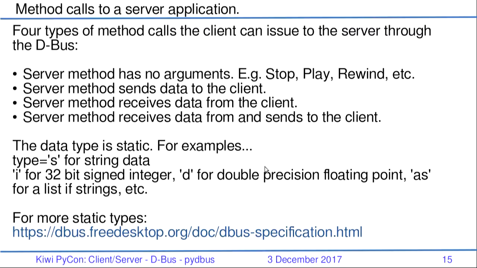The fourth alternative is both sending and receiving data for every method call. Different from Python here, the data type is static, so it must be declared. You have to put in type equals S to indicate it's string data you're passing, I for 32-bit integer, D for double precision, and things like that. That's where I said you'd be back to the specification. There's about 10 different codes that you need to look up, depending on which data type you're using.